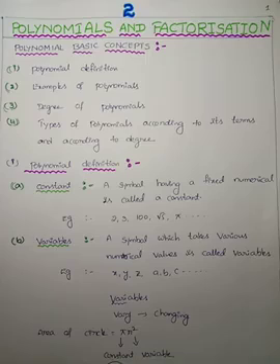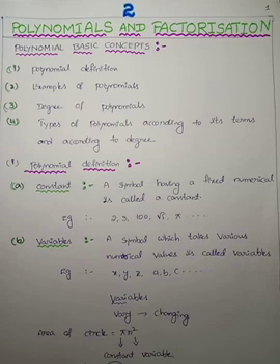Means 2 is not changed. The value of 2 is always equal. The value of 3 is always equal. The value of square root of 5 is also always equal. It is not changed, it always gives the same value. So constant means it has a fixed numerical value.